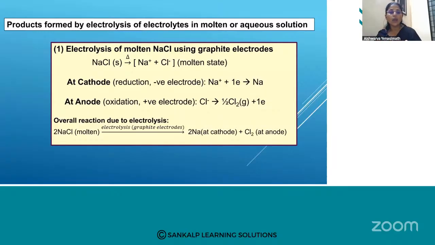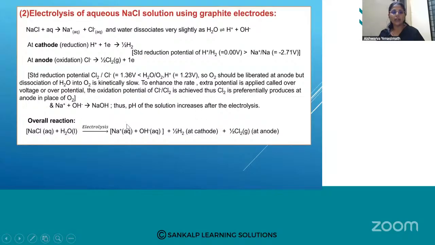And at the anode, what happens? Cl-, my negative ion, will go to the anode, because the anode is positive, connected to the positive terminal of the battery. So Cl- will lose electrons and form Cl2. So overall, when NaCl is subjected to electrolysis, you get Na at the cathode and Cl2 gas at the anode. Using graphite electrodes, the standard reduction potential of Cl2/Cl- is 1.36, which is less than water. So water should be oxidized and oxygen should be liberated at the anode.